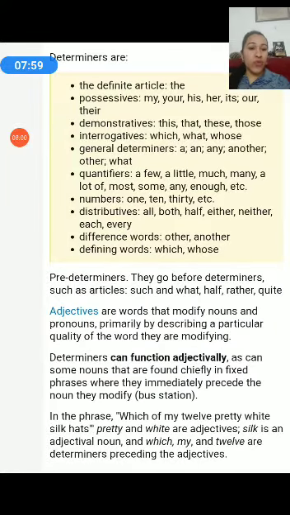Okay? So why are they under the same category? Because determiners can function adjectively. Determiners can also function as adjectives. So not all adjectives are determiners. Okay? Only these 5 categories that I mentioned are determiners. Okay? So no need to get confused.